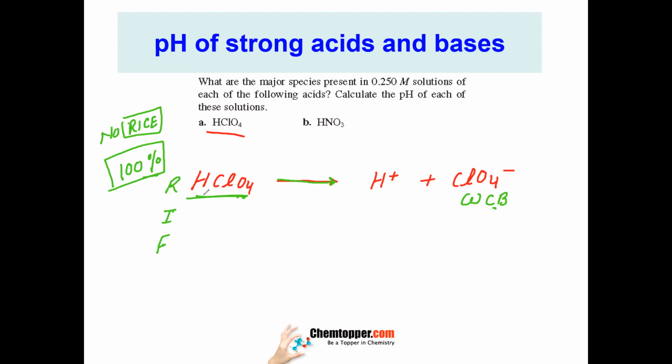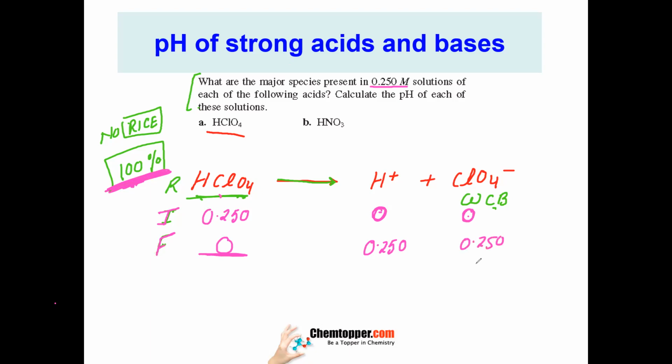Okay. Now, what is the initial concentration of HClO4 given in this question? Read the question. Initial concentration of HClO4 is 0.250. How much H plus? How much ClO4 minus initially before dissociation? How much H plus initially? Yeah, 0 and ClO4 minus 0. It's a strong acid, 100% dissociated. So finally, how much undissociated acid? How much HClO4? 0. How much H plus? How much ClO4 minus?